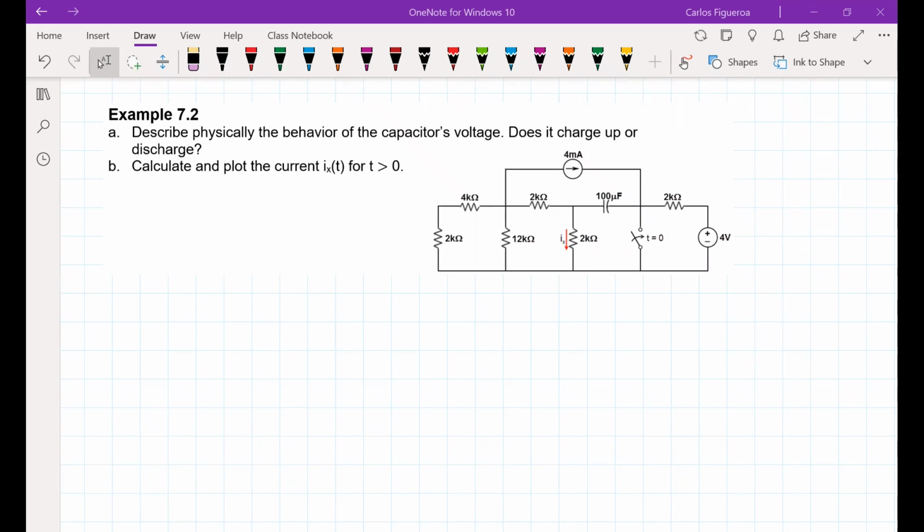Example 7.2, describe physically the behavior of the capacitor's voltage. Does it charge up or discharge? Calculate and plot the current Ix for t greater than 0.